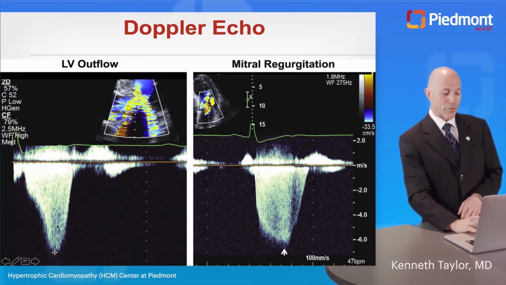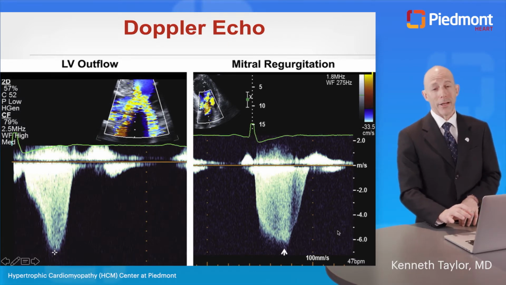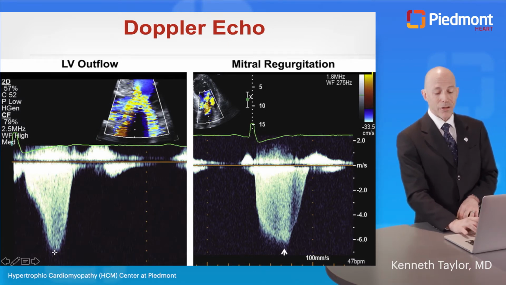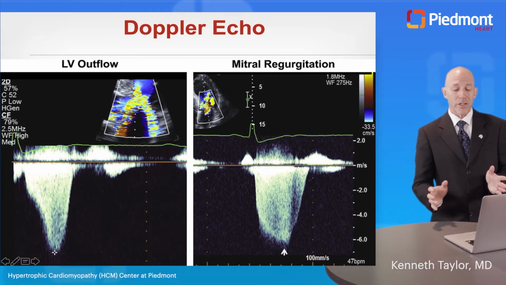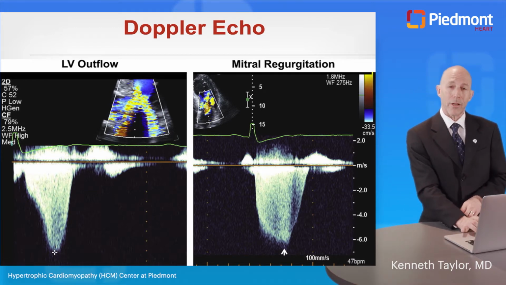This is an outflow tract obstruction jet, and this is an MR jet. And it's important because if you get an MR jet, you may find a gradient that looks like it's in the 120, 150 range, whereas the outflow tract may actually be only 30. And so distinguishing these is quite important in the echo lab.